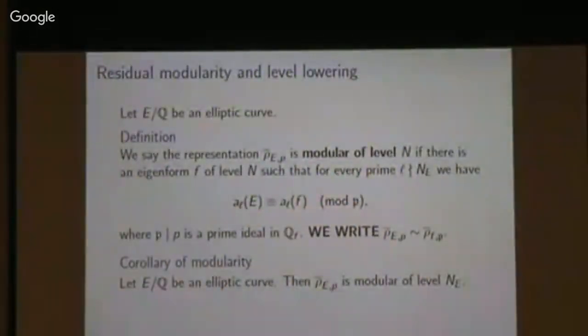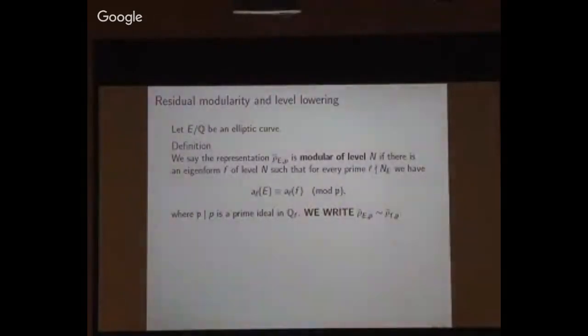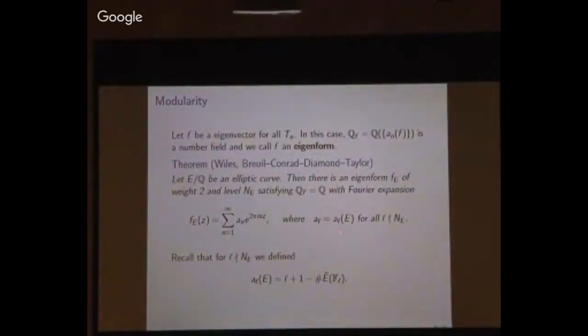So, a corollary of the modularity theorem: if we start with an elliptic curve over the rationals, then its mod P Galois representation must be modular of level equal to NE. This is a very simple corollary, because we have an equality, so we also have a congruence mod P.